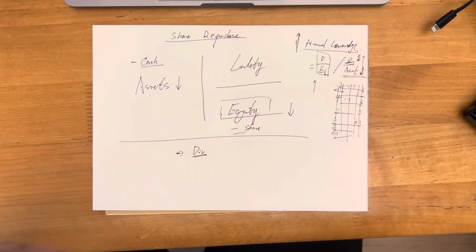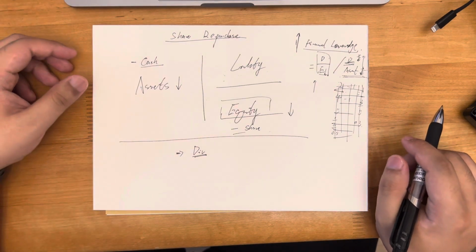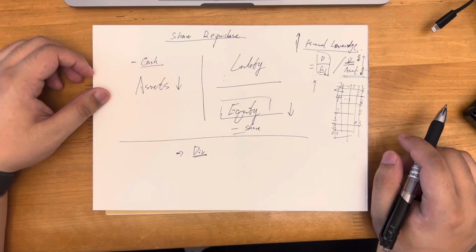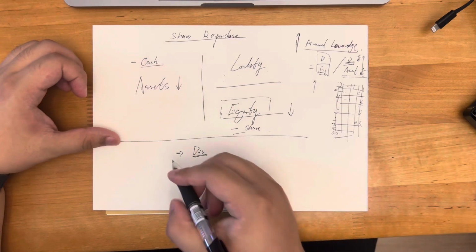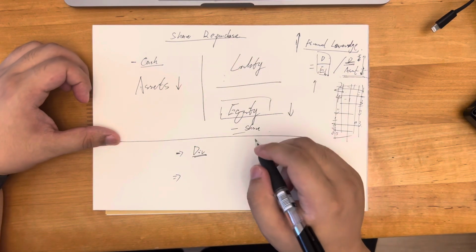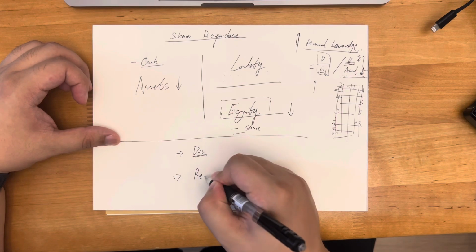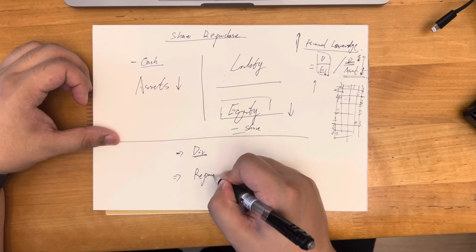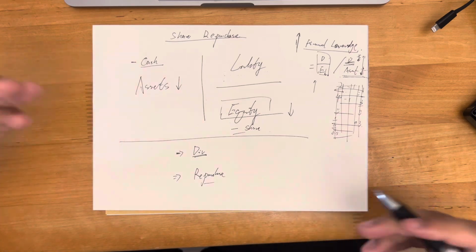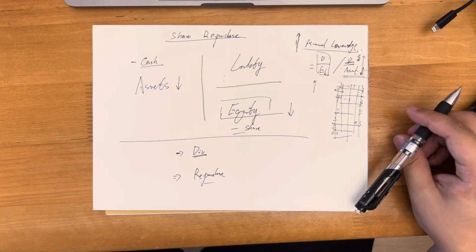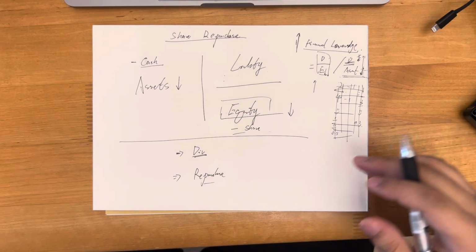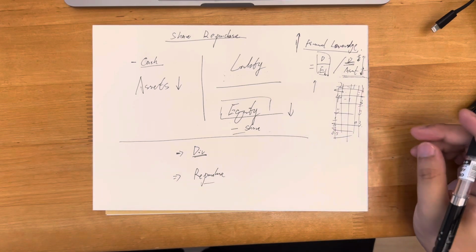So in order to have a more flexible way of doing things, there's share repurchase. Share repurchase is pretty rare, so if we do it this time, it doesn't mean that we have to do it next time.